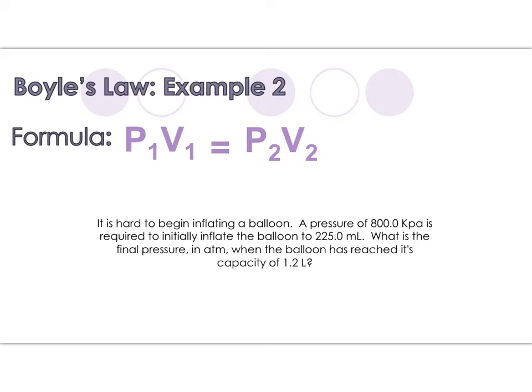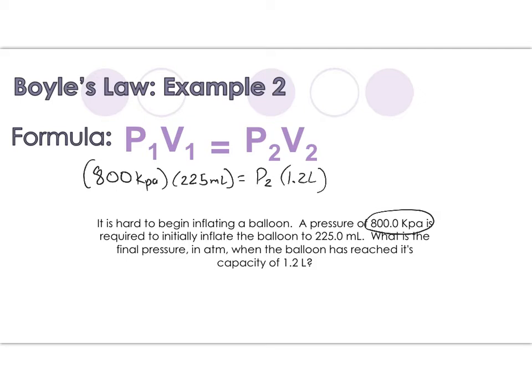Again, we're going to plug in the information given to us in the problem. We have a pressure of 800 kilopascals, which we put as our P1. The initial balloon was 225 milliliters, which is going to be our V1. Our P2 is what we're trying to look for, and the final V2 is 1.2 liters.